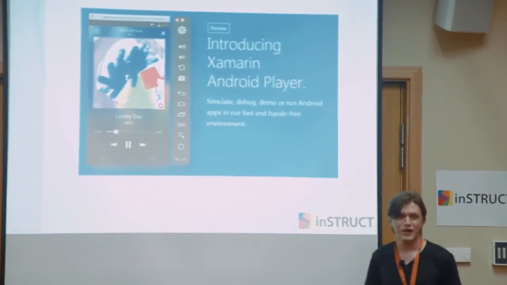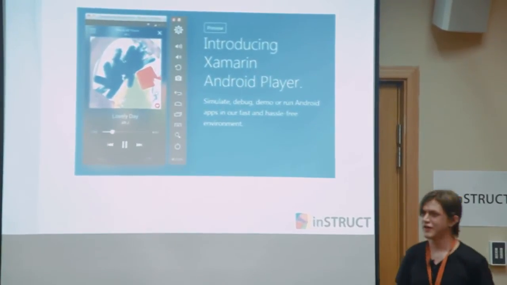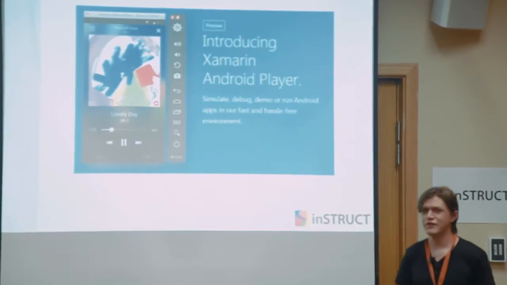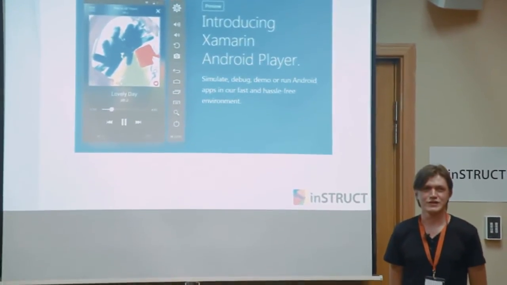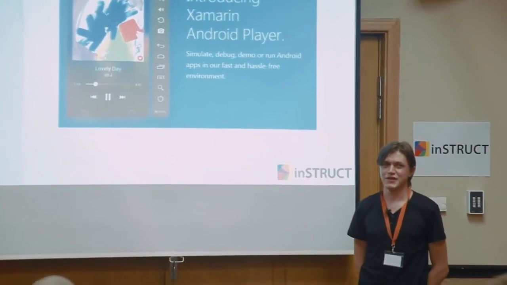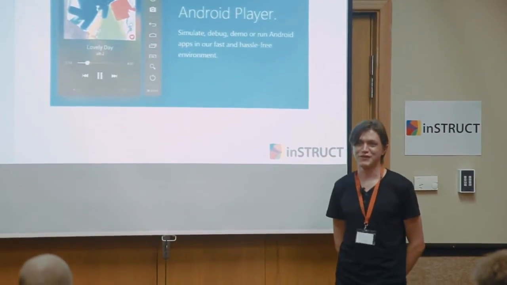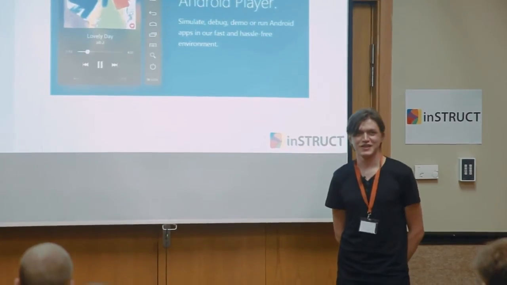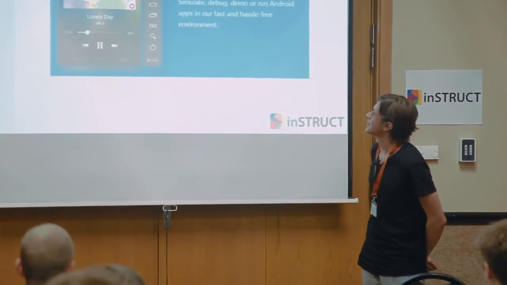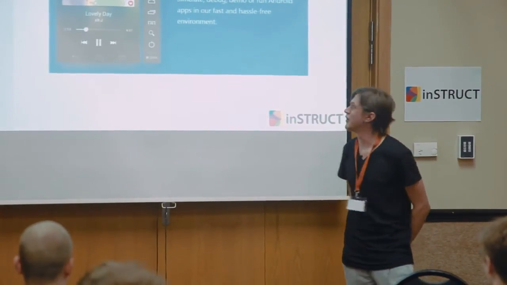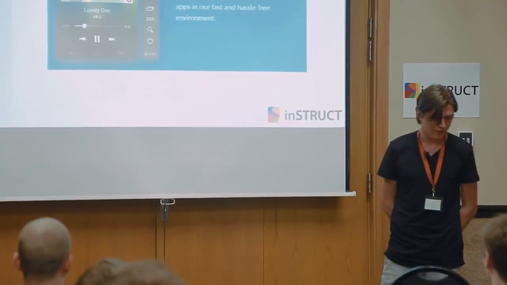There are some alternatives, but then you're going to have to pay for those as well as paying for Xamarin. And I think the price for Xamarin is around $1,000 per developer per year, per platform as well. So if you're doing Android and iOS, that's $2,000. So think about that when you're using Xamarin.